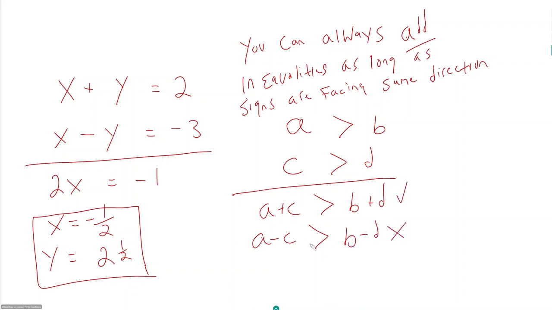This is not. And the reason for this is I sort of think about it in terms of wealth or money. If A has more money than B and C has more money than D, then it should be true that A and C together have more money than B and D together. However, it is not necessarily true that the difference between the amount of money A has and the amount of money C has is greater than the difference between B and D.